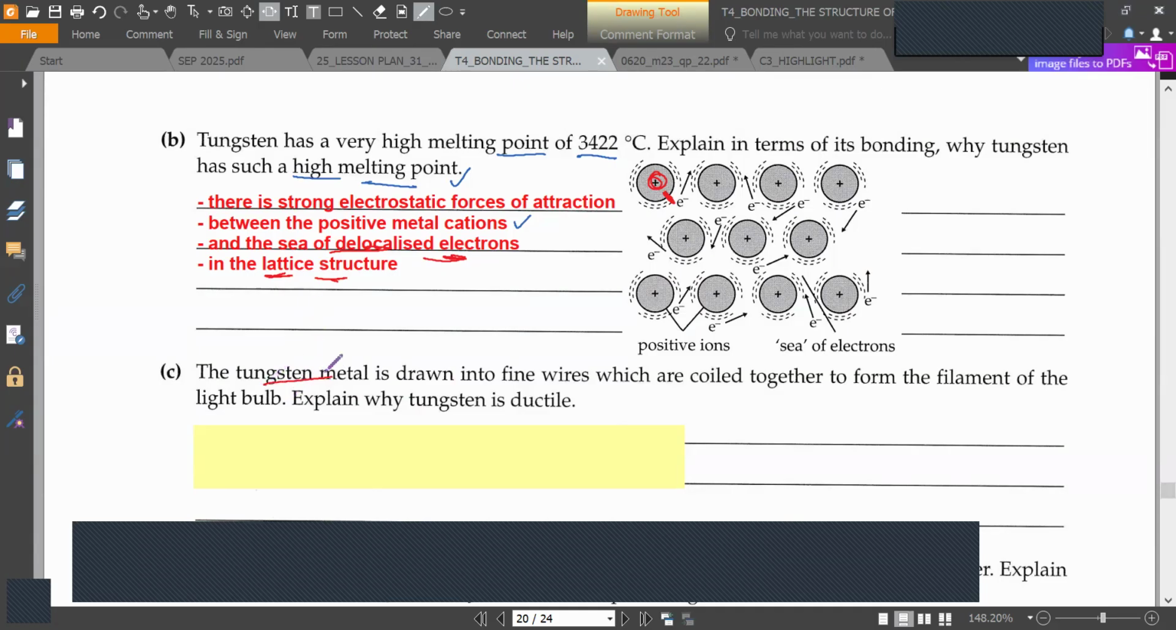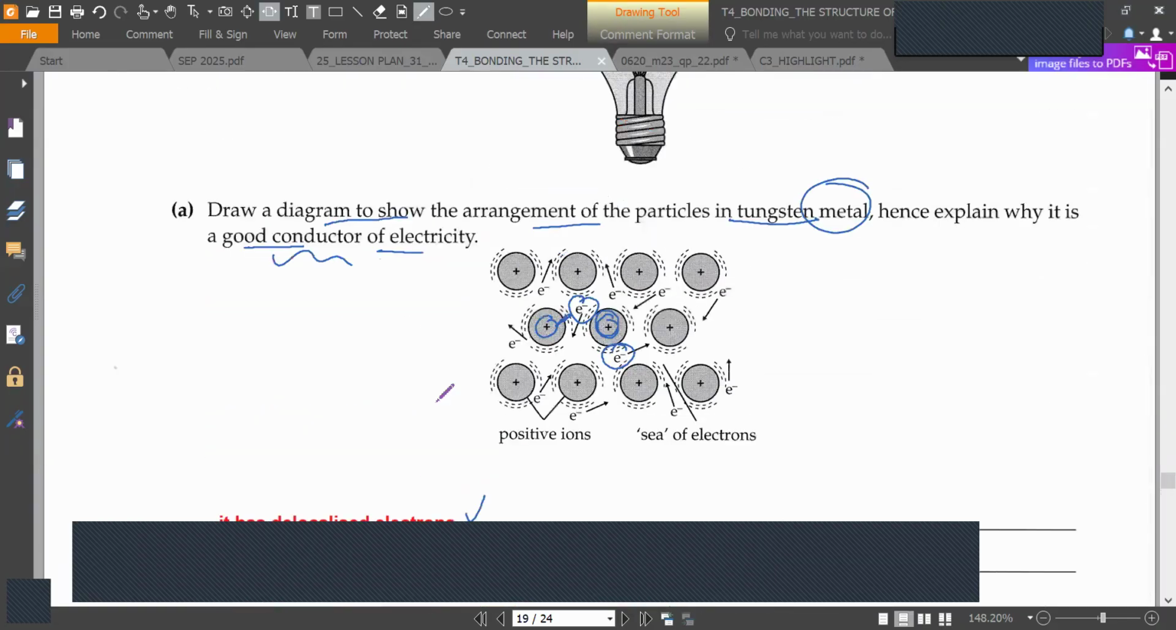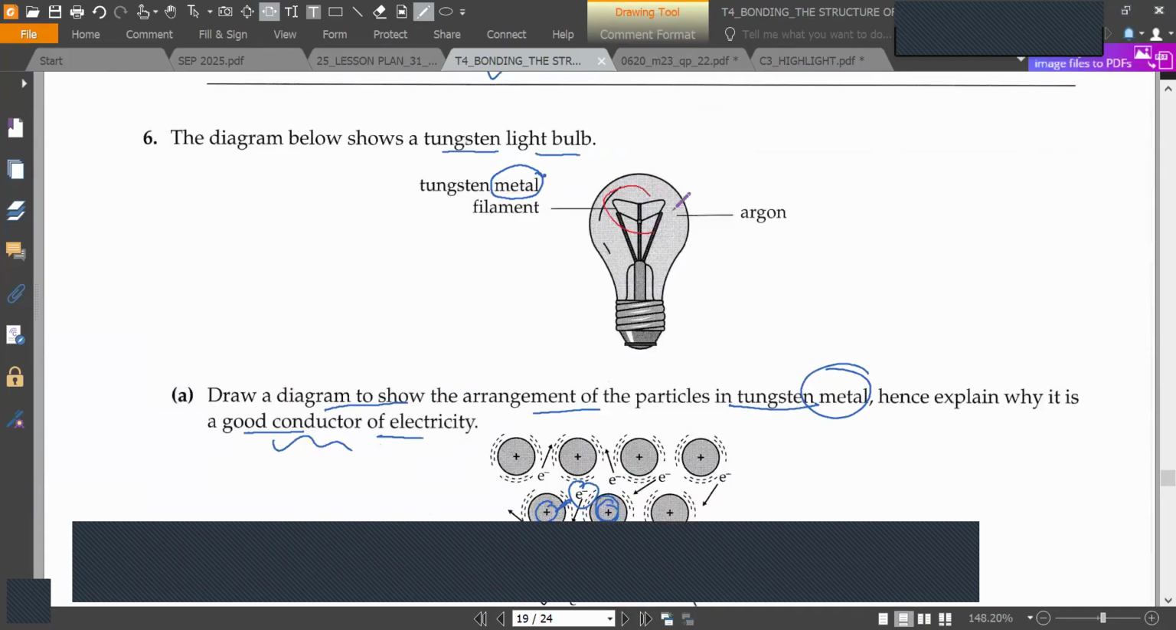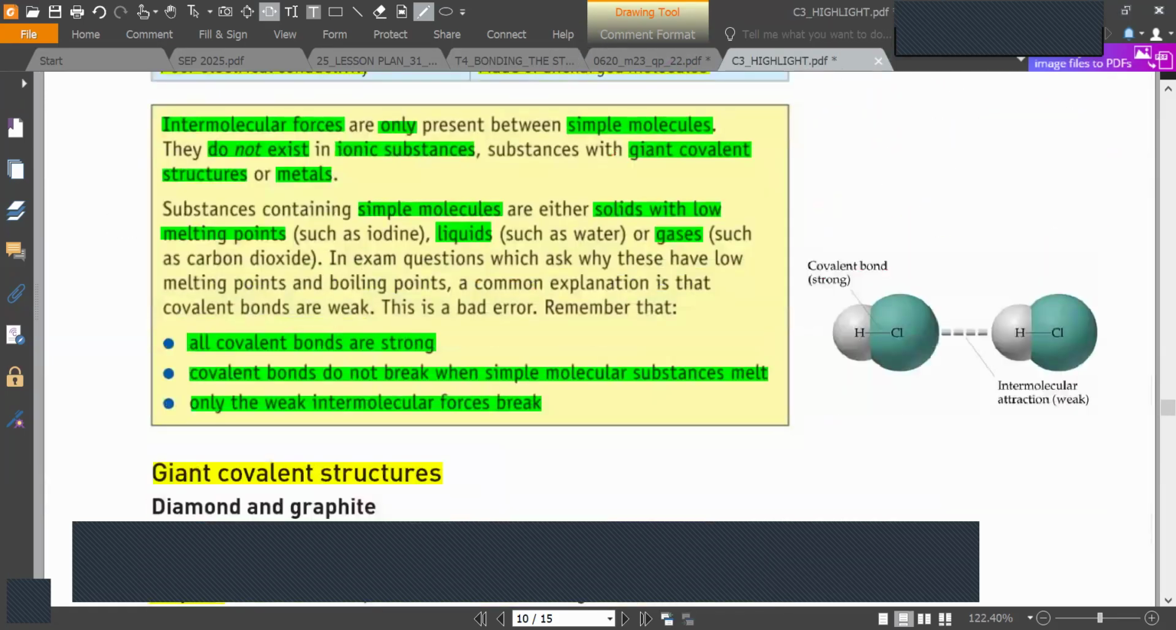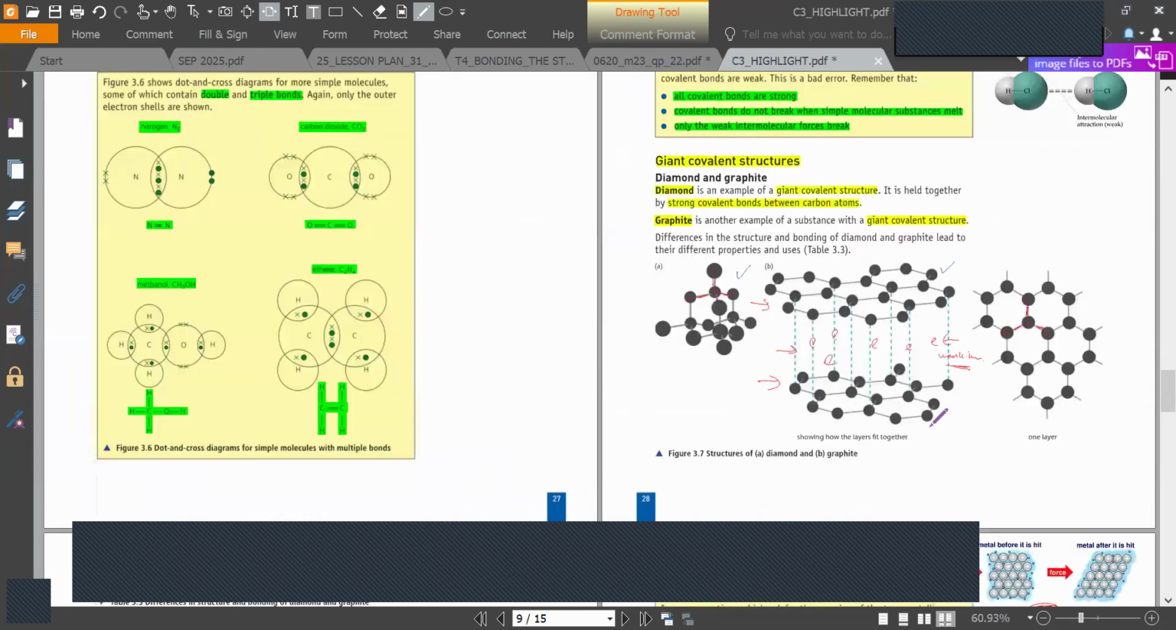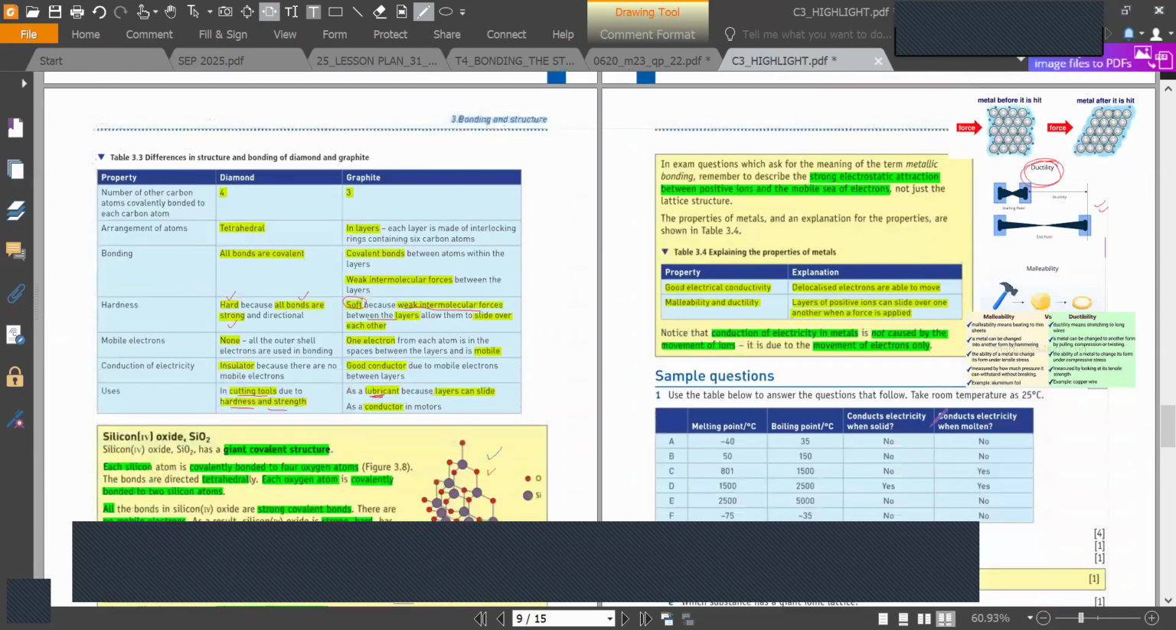Tungsten metal is drawn into fine wires which are coiled together to form the filament of the light bulb. Explain why tungsten is ductile. So basically, it can be drawn into wire to form this filament. So we know that it's because of the ductile property of the tungsten metal.